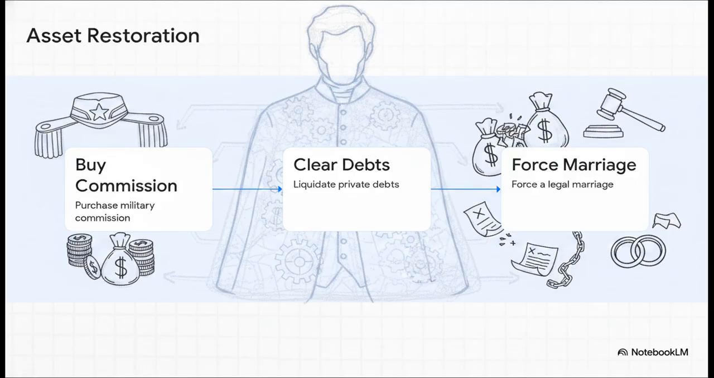But here is where Darcy steps in. Operating totally covertly behind the scenes, he acts like a high-powered corporate fixer. He deploys capital with pure executive precision, using 3 very clear steps. Step 1, he purchases Wickham's military commission. Step 2, he liquidates Wickham's massive private debts. And Step 3, he effectively forces a legal marriage. Just like that, he single-handedly neutralizes the systemic dishonor that was threatening Elizabeth's entire family.